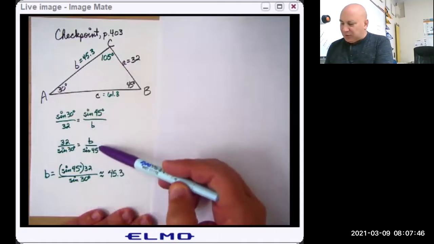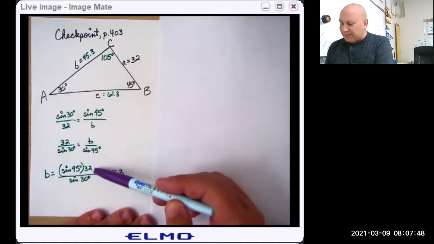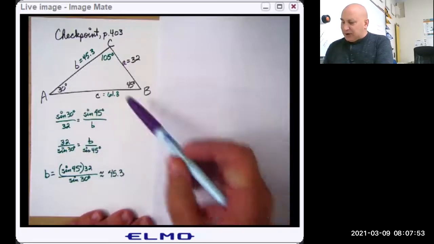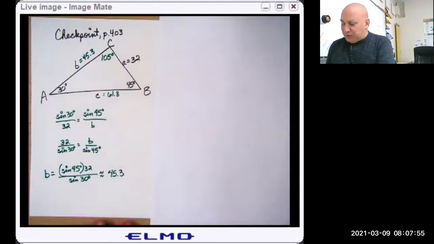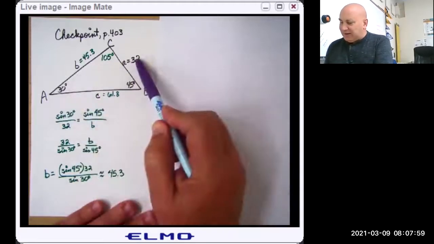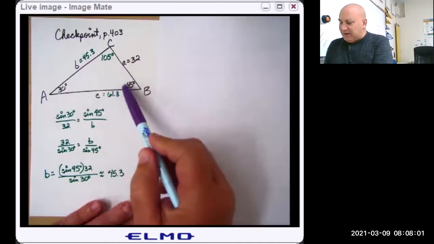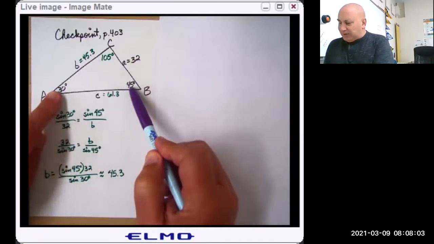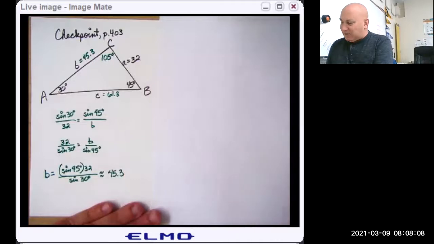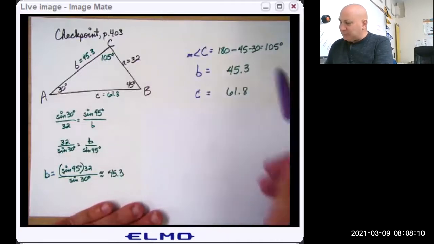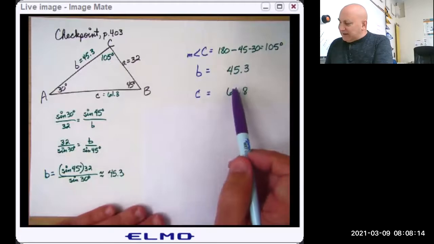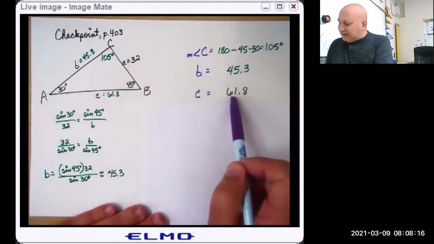First I took the reciprocal of both sides and multiplied both sides by this denominator, and I get little b is approximately 45.3 units. So now I have this angle, this side, this angle, this side. I have these two angles, so I can automatically get angle C is 105 degrees. Now all I need to get is side little c.